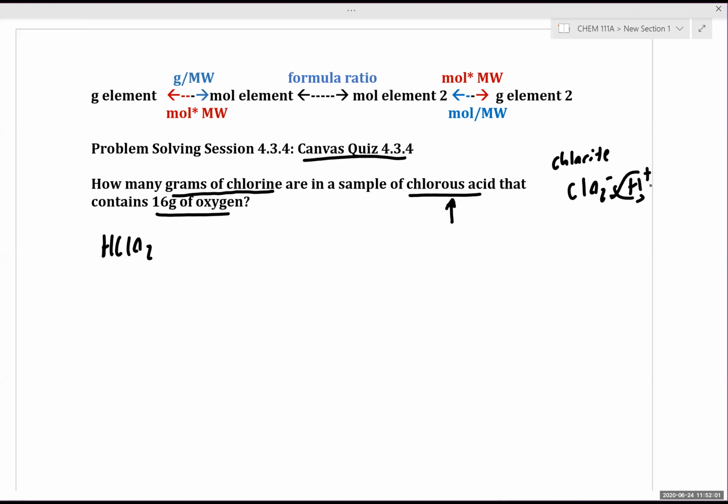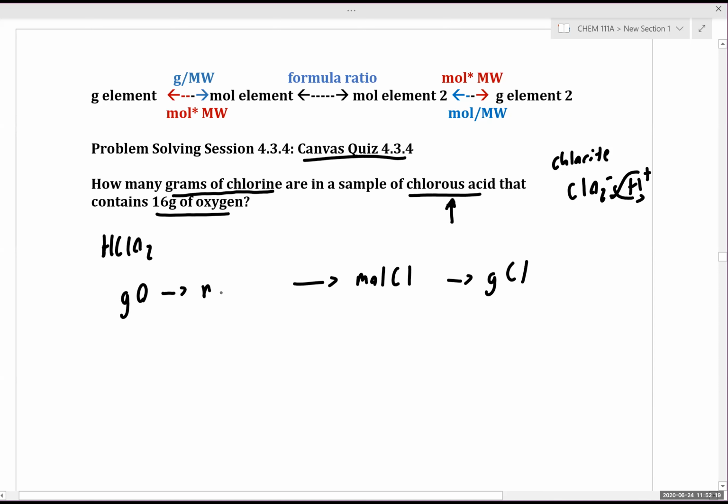Wonderful. So we're given the grams of oxygen, and we need to figure out the grams of chlorine as our intermediate units. We're going to get the grams of chlorine from the moles of chlorine, and from the moles of chlorine, if we have the formula, we can figure out the moles of chlorine from the moles of oxygen.